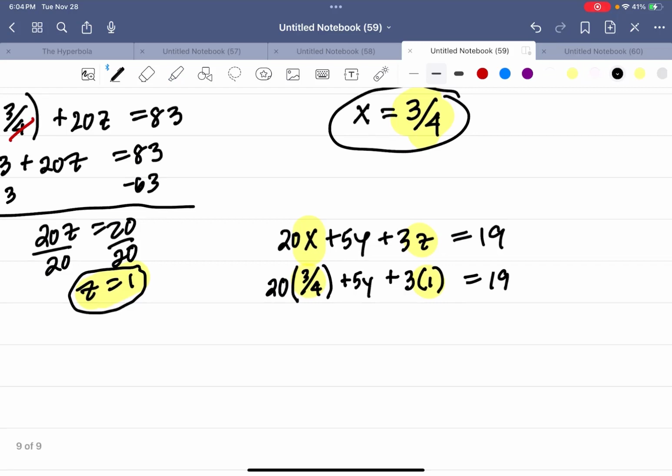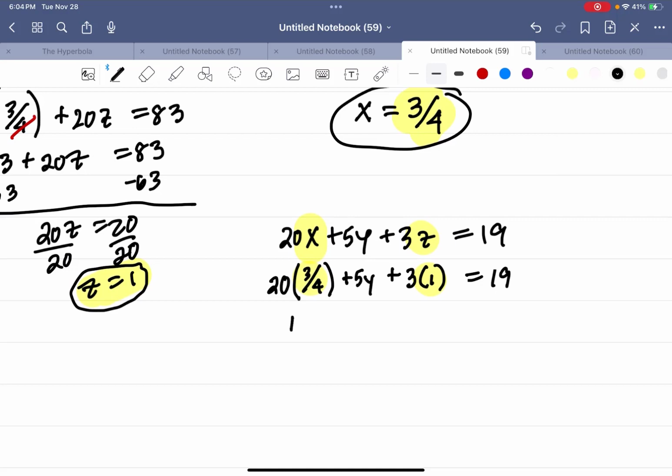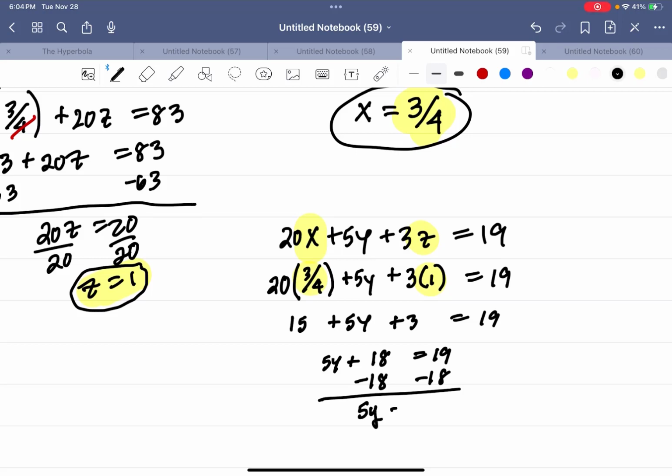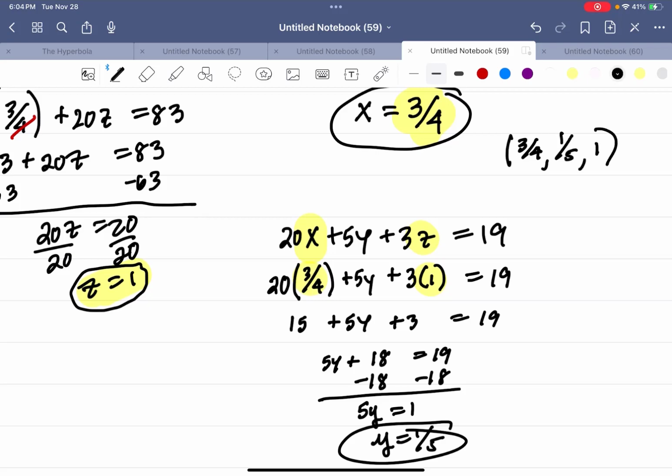So there it is right there. You can do this on your calculator, but 4 goes into 20 five times. 5 times 3 is 15, plus 5y plus 3 is 19. 5y plus 18 equals 19. Subtract 18, 5y equals 1. So y is a fraction also, 1/5. So 3/4, 1/5, and 1.